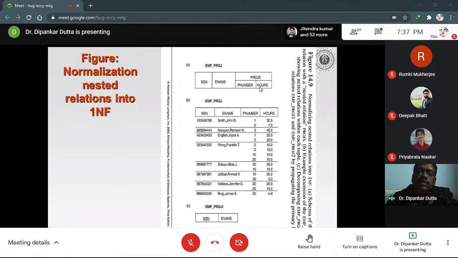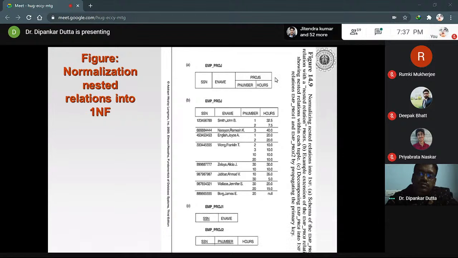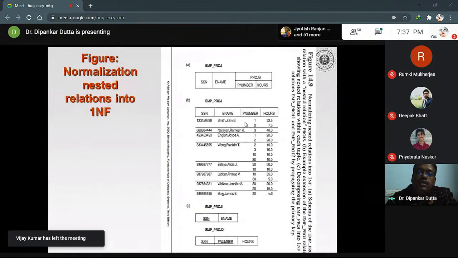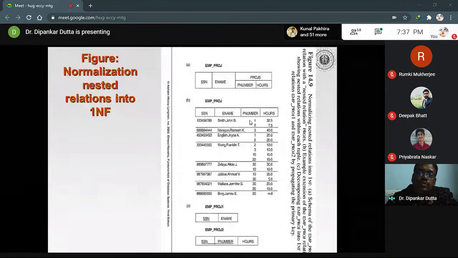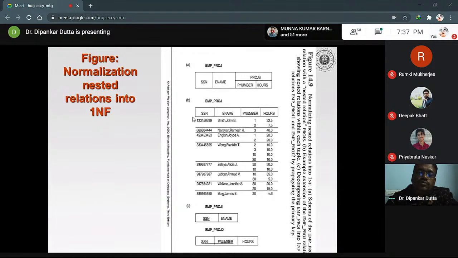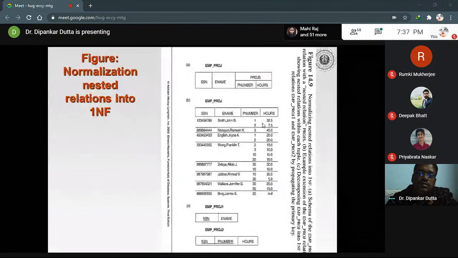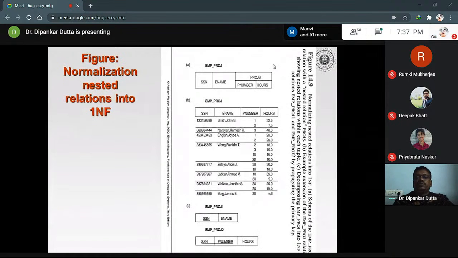Under a relation, we are having another relation. See here, employee SSN, then employee name. That employee is working under two projects, P number 1 and 2, and the number of hours that person is working for projects 1 and 2. So here is one relation, and under this relation you have two more relations. So it is a nested relation. Again, this type of design is not in first normal form.